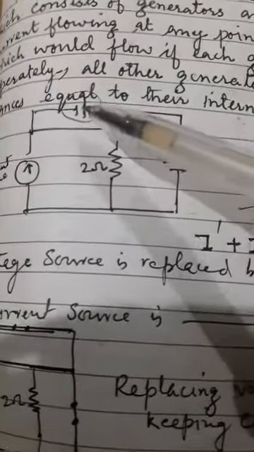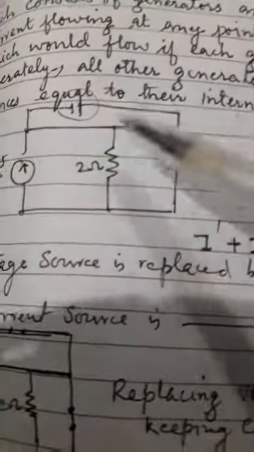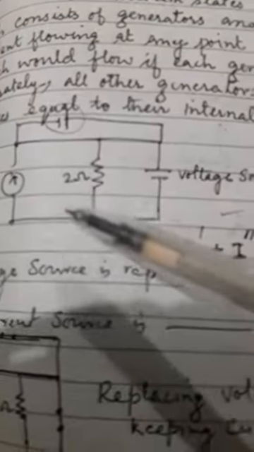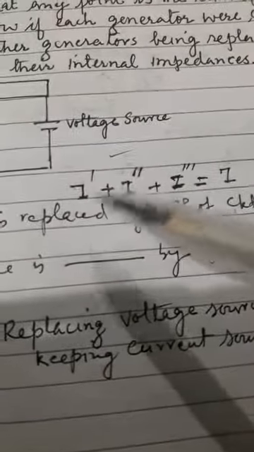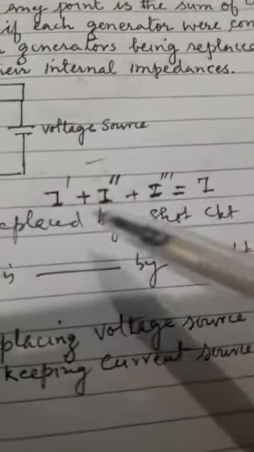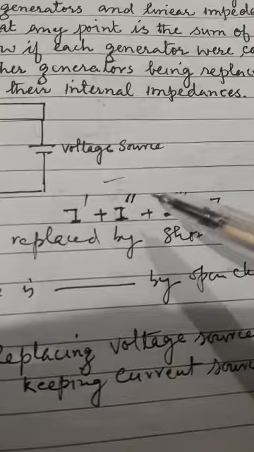Taking this voltage source, cancelling these 2 sources, making them short circuited sign, and cancelling this, keeping it like that, as I have shown you, and calculating the current I1 flowing through this 2 ohm resistor, naming it I dash. Then cancelling the second source V2 and measuring the current, naming it as I double dash, then I triple dash.